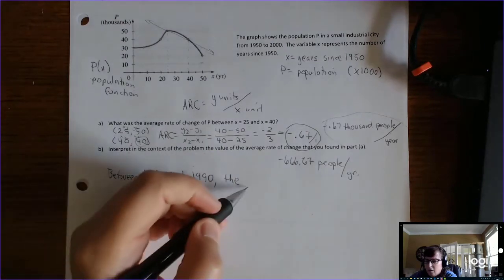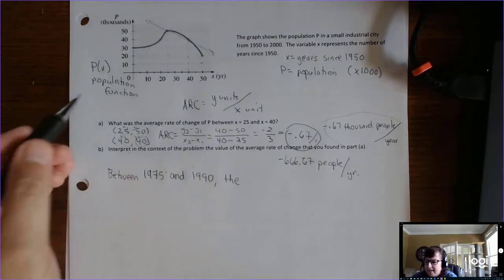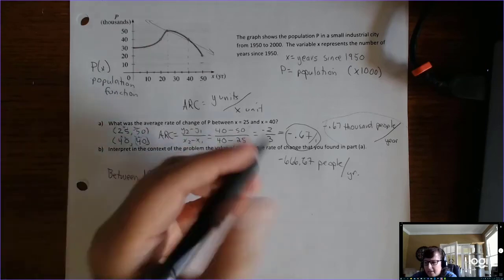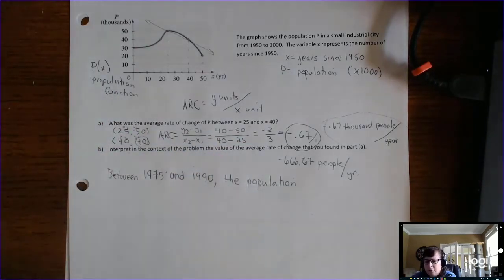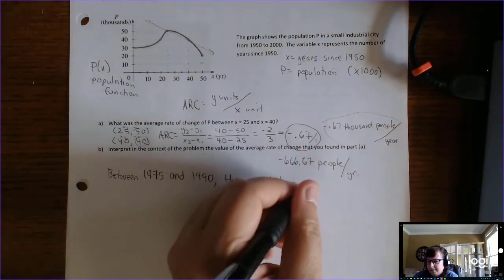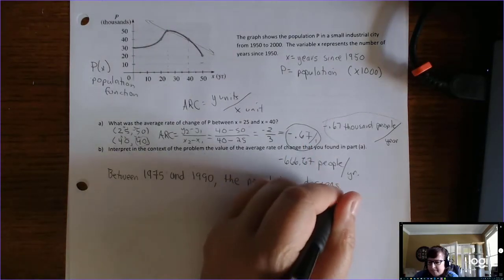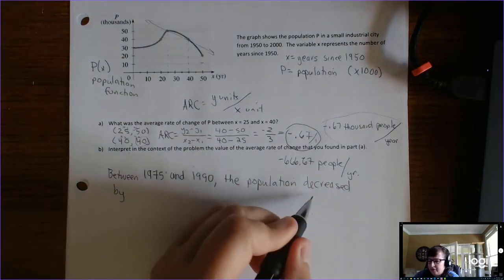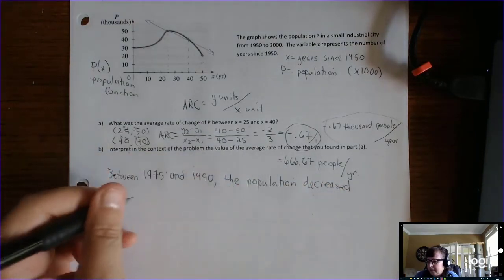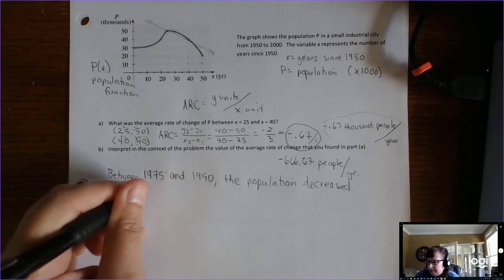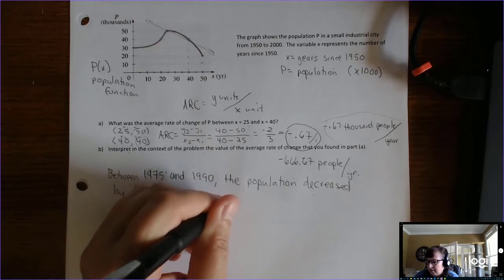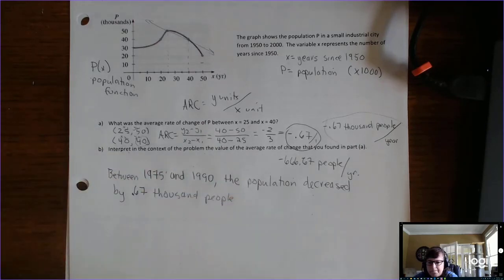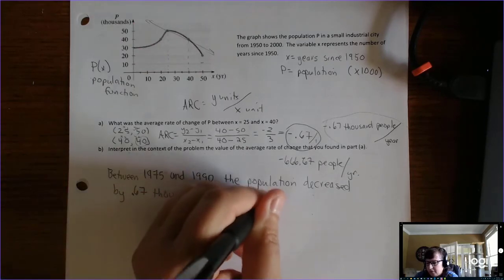What is this function? This function is talking about population. Okay, now we have to decide, is it the word increased or decreased? Well, if it's a negative, the population decreased. Now since we use the word decrease, we're going to lose the negative. 0.67 thousand people. Put a period? No, it's a rate of change per year. So don't forget to write per year.